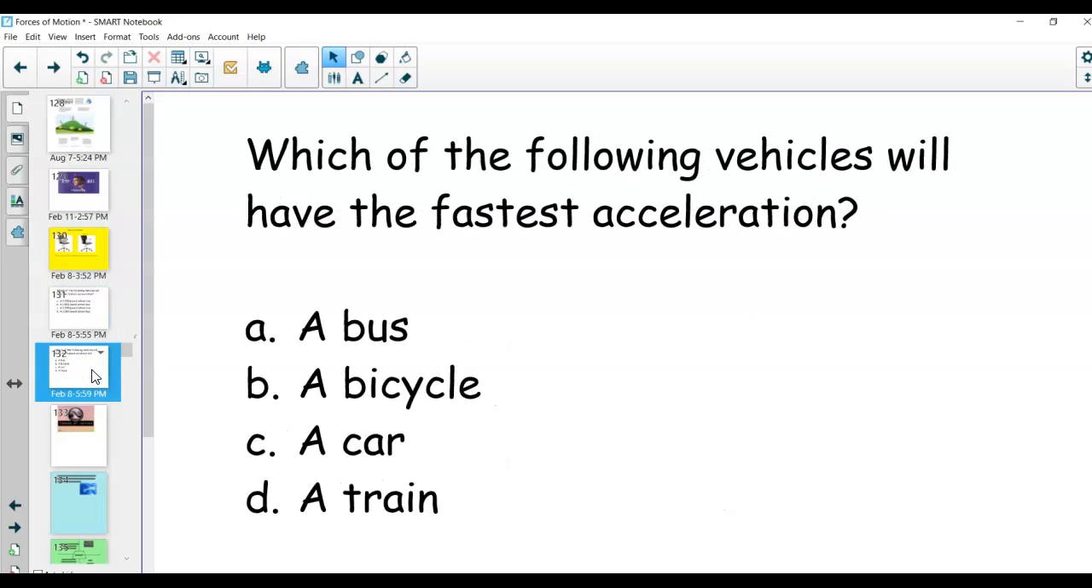Then our next one, which of the following vehicles will have the fastest acceleration? Bus, bicycle, car, or train? Now, these are all very different, and we can't just assume that the motors are all the same, because a bicycle doesn't have a motor. But which of these would be able to take off, to accelerate the fastest?